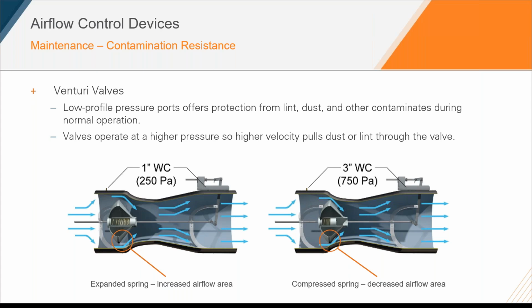First, these pressure ports are what we call low profile. What this means is they're not sticking into the airstream directly. They're very much low profile, installed at the top of the valves. This gives us natural protection again, which makes it really hard for lint, dust, and other contaminants to clog those pressure ports. Additionally, because that venturi valve typically operates at a higher pressure, the higher velocity actually pulls the dust or lint directly through the air valve. So we'll typically not even see any buildup. In that case, it'll typically just get passed directly through the valve.